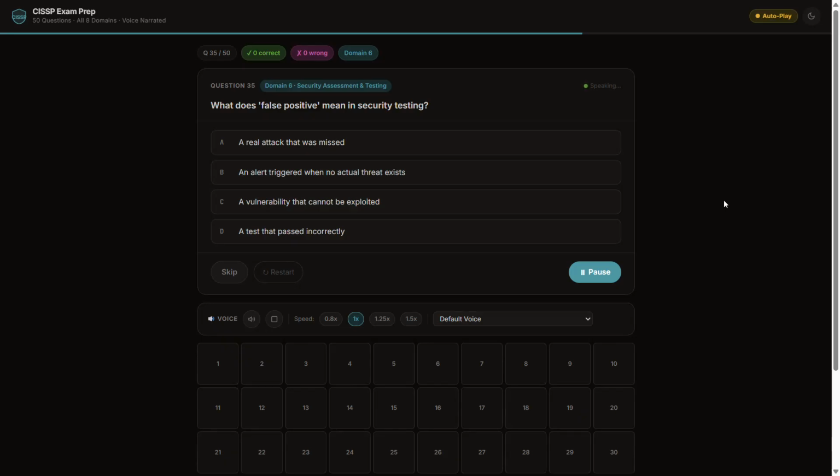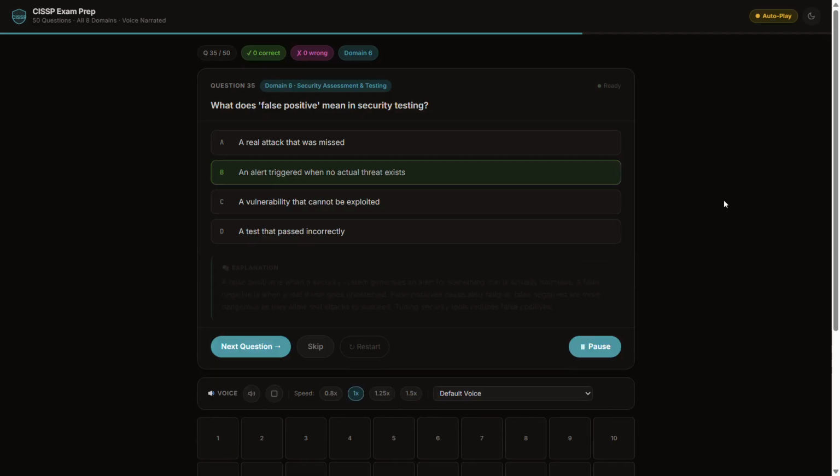Question 35. What does false positive mean in security testing? Options: A. A real attack that was missed. B. An alert triggered when no actual threat exists. C. A vulnerability that cannot be exploited. D. A test that passed incorrectly.